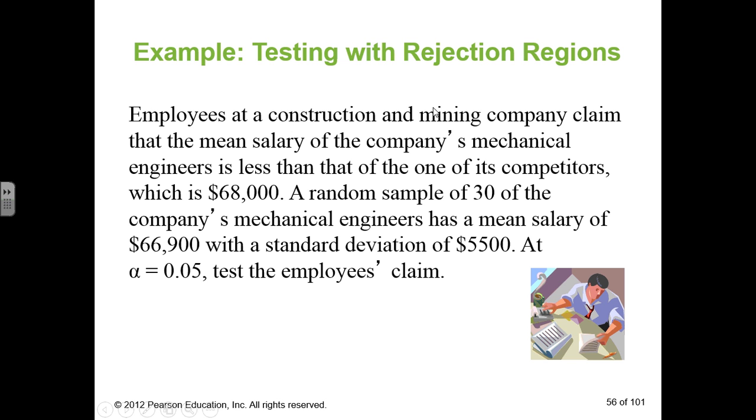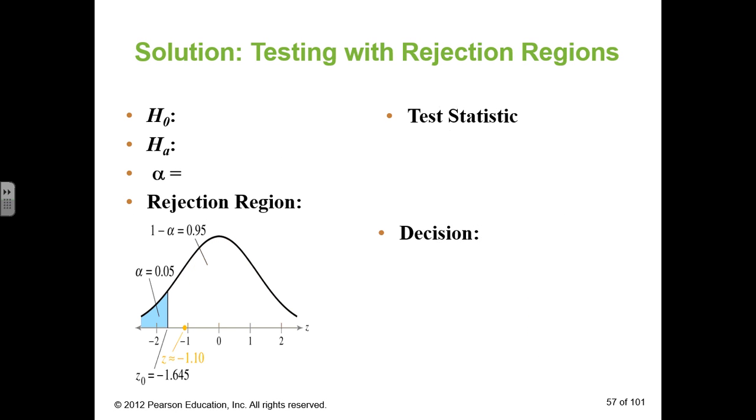Suppose the employees at a construction company claim that the mean salary is less than $68,000. Less than does not include equality, so in this case, our claim is the alternative hypothesis. They take a random sample of 30 and find that the average salary of those 30 is $66,900 with a standard deviation of 5,500, and we want to use a significance level of 0.05 to test the employee's claim. Now recall, the claim was the alternative, so the complement of it is greater than or equal to 68,000.